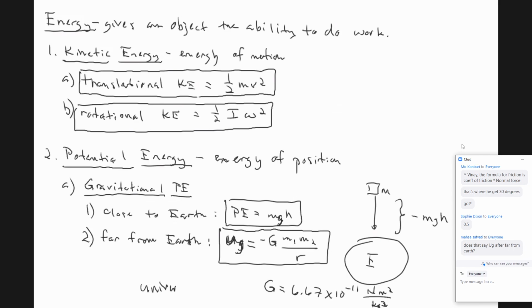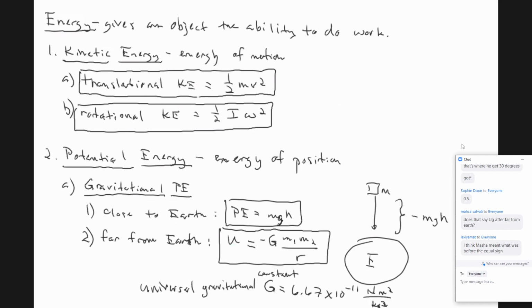Universal gravitational constant. U sub g. So this U sub g is another symbol for potential energy. Newton meter squared per kilogram squared.